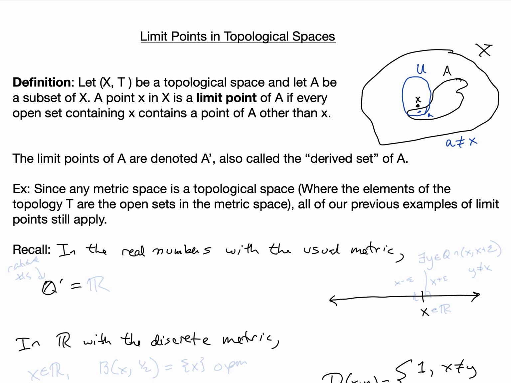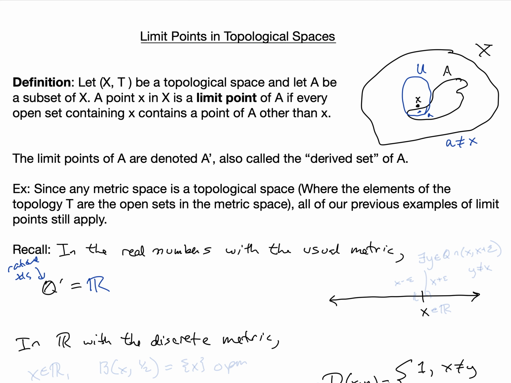So for a couple of examples, first of all, as we said, any metric space is also a topological space, where the open sets are just the open sets that you had in that original metric space, so all of our previous examples of limit points still apply. For a quick reminder, if we have the real numbers with the usual metric, then the set of limit points of the rational numbers, Q, is the entire set of real numbers.